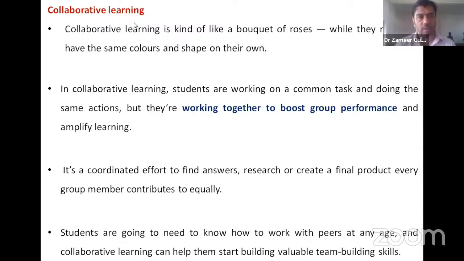One more method of modern learning is collaborative learning. Normally in collaborative learning, what will happen? Students will teach each other. If you give a particular task to students, collaborative learning is when we collaborate towards a particular issue.